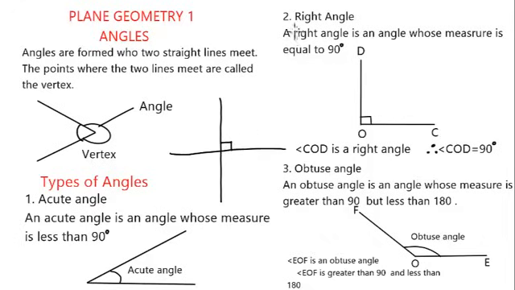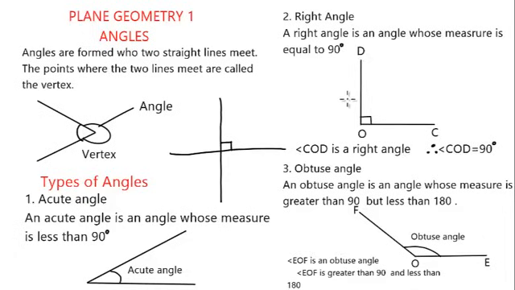Now let's move on to the second one, which is the right angle. A right angle is an angle whose measure is equal to 90 degrees, like you are seeing in angle DOC. This is an angle whose measure is exactly 90 degrees, and such an angle is called a right angle. From here, angle COD is a right angle. Therefore, angle COD is equal to 90 degrees.